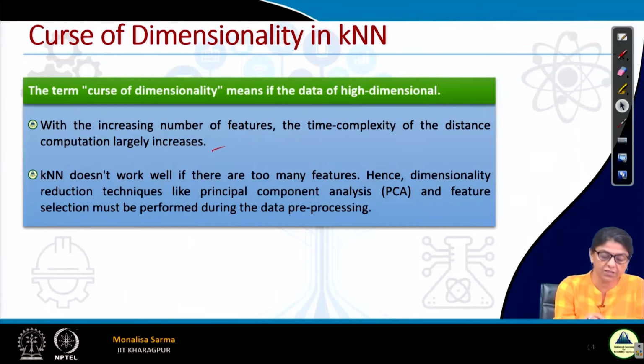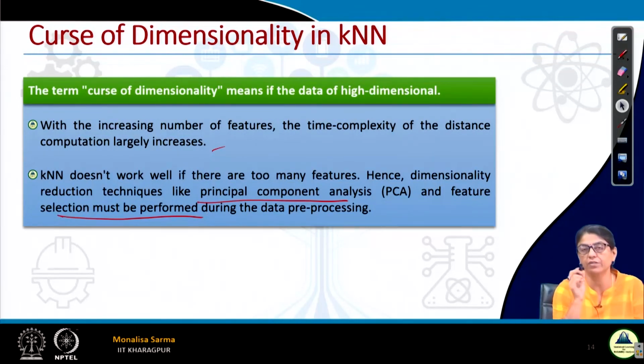Hence, dimensionality reduction techniques like principal component analysis and feature selection must be performed during pre-processing. So if we are interested in using the KNN classification algorithm, and the number of features is huge, which is usually the case, we will have to reduce the features. There are different methods of reducing the features. We will have to reduce the features during data pre-processing. Principal component analysis, which I will not be discussing in this lecture, is one way of feature reduction.